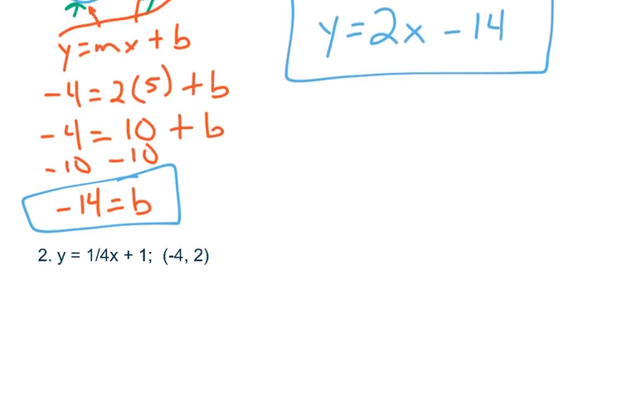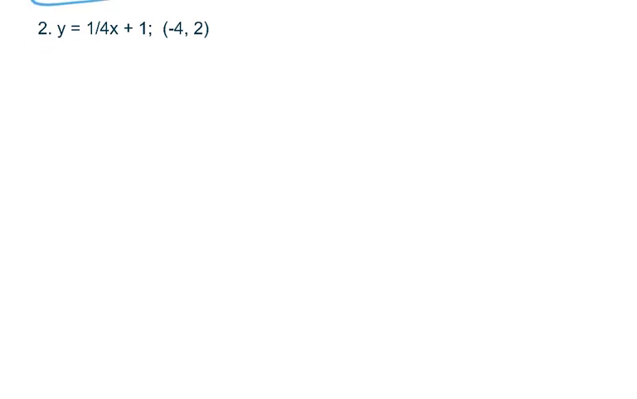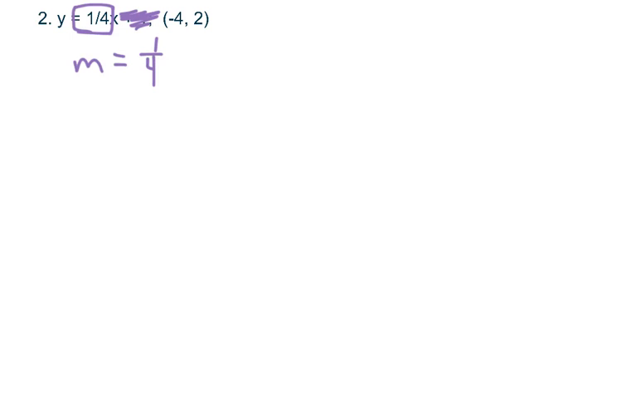All right, let's try another one here. Y equals 1/4 x plus 1, and we're given the point -4, 2. So we're going to be parallel to 1/4 x plus 1, and we're going through the point -4, 2. So again, the only thing I need out of this equation is the 1/4. That's the slope. The plus 1, I don't need. I don't care about that. That's not what I'm looking for. I know that my slope has to be 1/4.